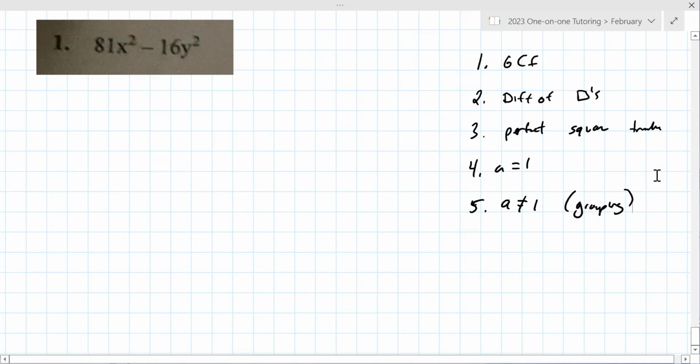So what do you see here on the left? They don't have a greatest common factor. Okay, I agree, that one's out. The difference of squares should be jumping out at you because it's got two terms. So this is a difference of squares. Do you want us to do this one?